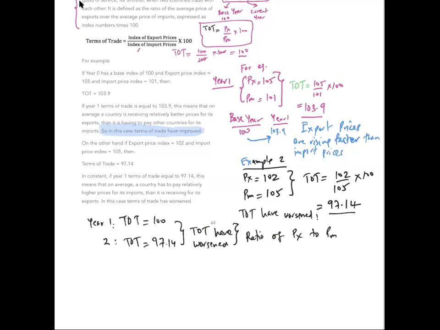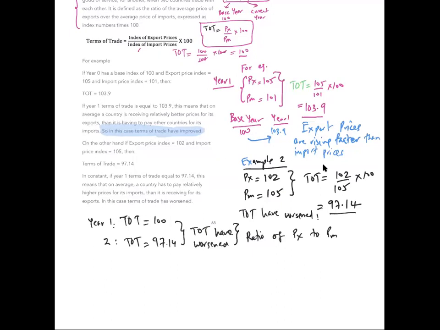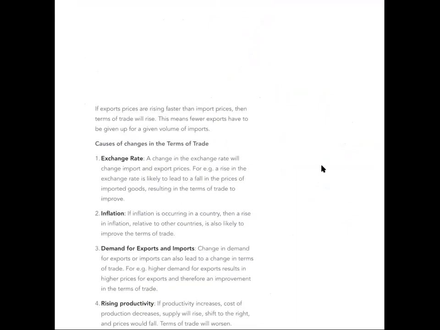Haris is saying, I don't get the last one, import greater than export. So Haris, I just used the formula. If your PX is 102, and if your PM is like 105, I use the formula PX over PM times 100, and I got myself the value 97.14. Now 97.14 means import prices are rising faster than export prices. Now this means the terms of trade have worsened, but what it also means is something like this: if export prices are rising faster than import prices, then terms of trade will improve.